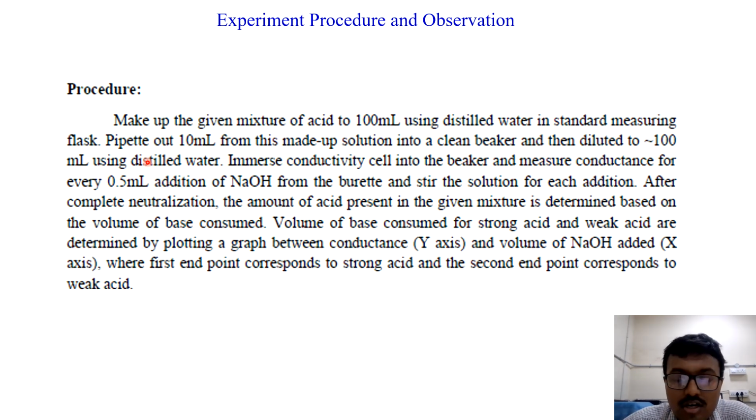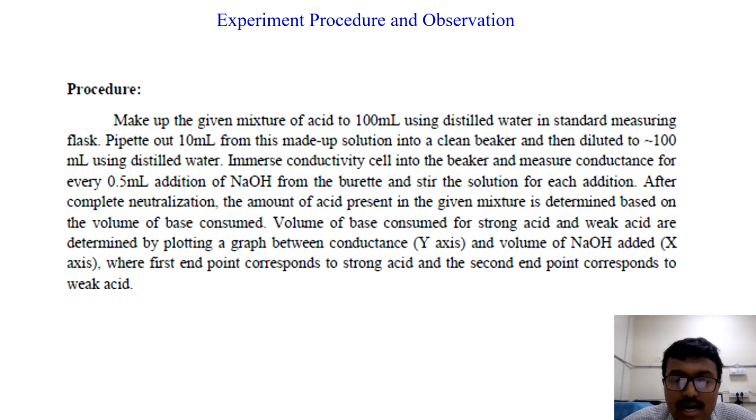This procedure is already explained. In this method, we have to take the mixture in a beaker. Then we have to add sodium hydroxide solution from the burette, 0.5 ml at a time. When we are adding this sodium hydroxide, it will react with the acid solution. First, it will react with HCl and neutralize the HCl, so there will be a decrease in the conductance. Then it will react with acetic acid. Again, it will neutralize the acetic acid, forming sodium acetate.